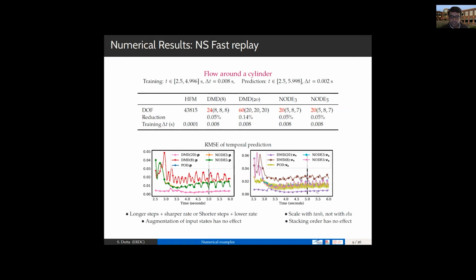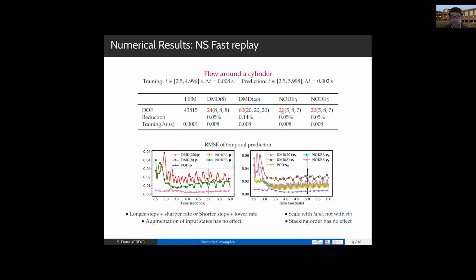But in order to actually make a more fair comparison, we also ran tests with a coarser basis for the DMD, which is more in parity with the neural ODE models. And for that particular DMD realization, you can see that now the error actually goes up. It becomes worse than the neural ODE root mean square errors.